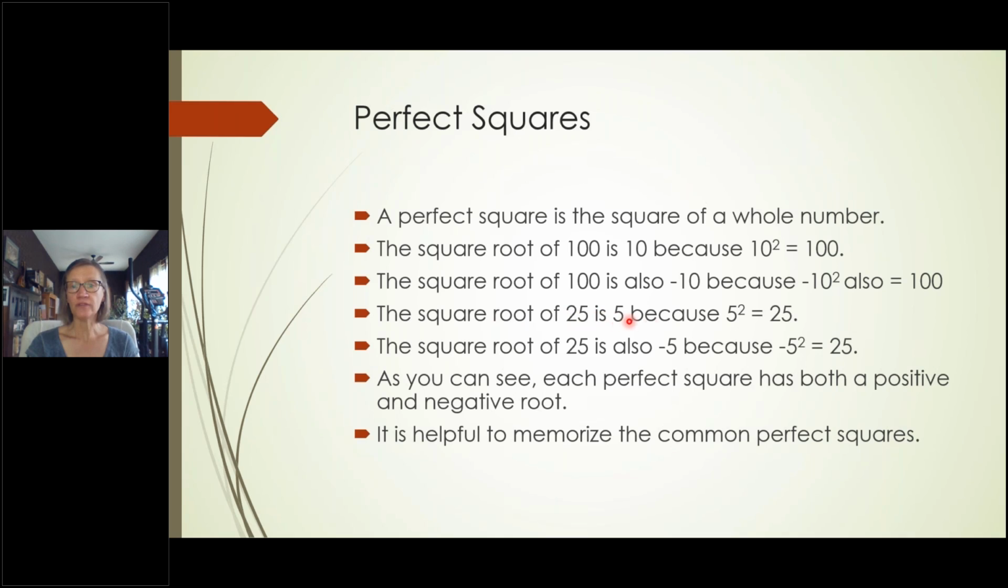The square root of 25 is 5 because 5 squared is 25. It's also negative 5 because negative 5 squared is 25. If you remember, a negative times a negative is a positive. As you can see, each perfect square has both a positive and a negative root.